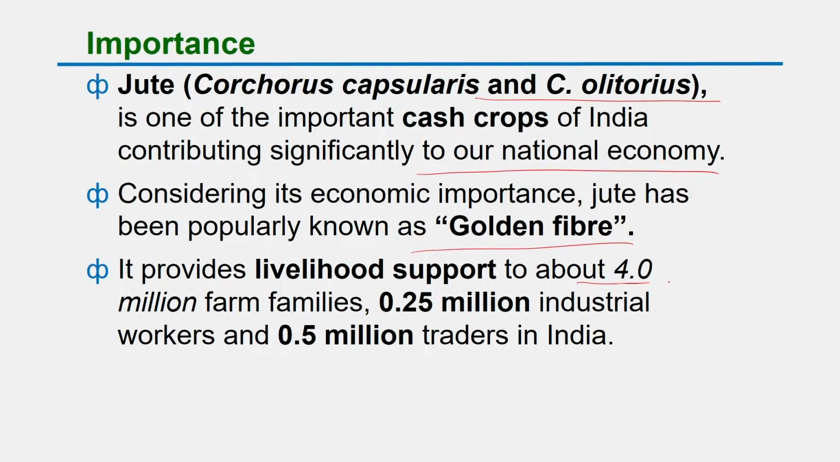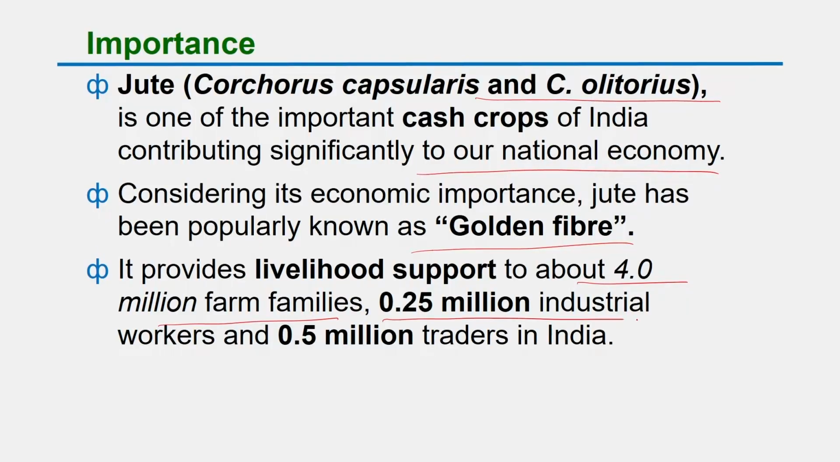It provides livelihood support to about 4 million farm families, means 40 lakh, 1 million is equal to 10 lakh. So over 40 lakh people or families get livelihood support, and 0.25 million industrial workers and 0.5 million traders in India. So you see, it has very good employment opportunities for the people.